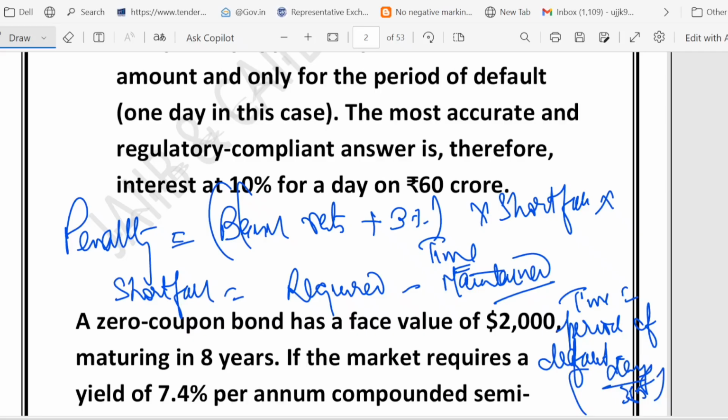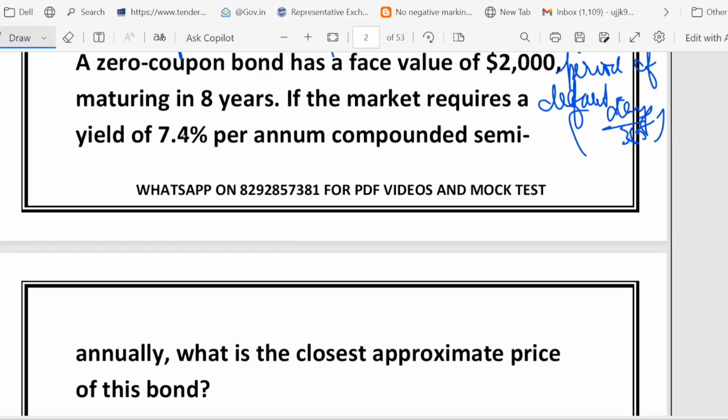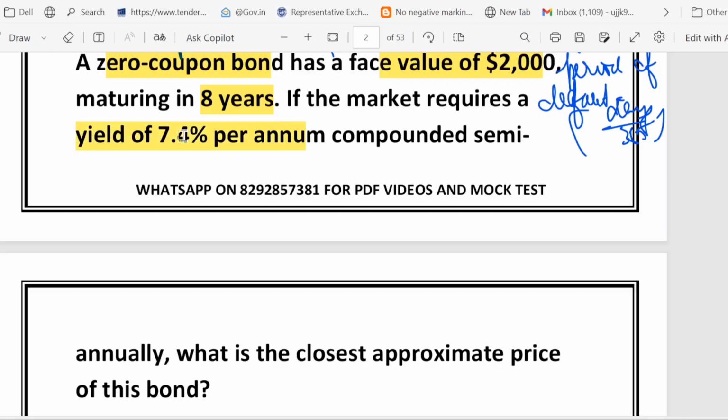Again, this is a numerical based question. Please go through this question once more. The question says that a zero coupon bond is there, right? It has a face value, they have given $2000, not rupees, $2000. And it is maturing in 8 years. Fine. Now, one more point they have given: the market required yield is 7.4% per annum and compounded semi-annually.